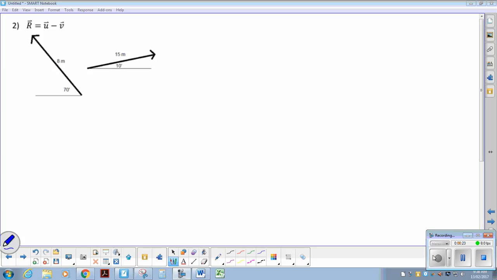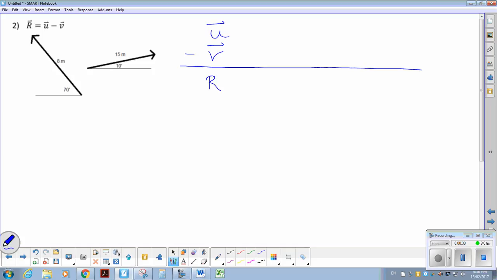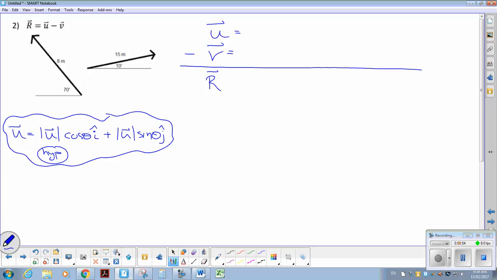Basically I'm just going to set it up where I take vector u and subtract vector v, and that's going to give me my resultant. So now it's just a matter of filling it in. Remember from before, any vector can be written algebraically by taking its magnitude, which is just the hypotenuse in all these cases, cos theta i, plus the magnitude of the vector, again just your hypotenuse, sine theta j. So we're just using that general vector equation.